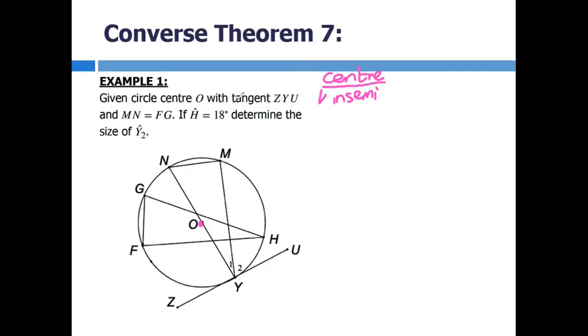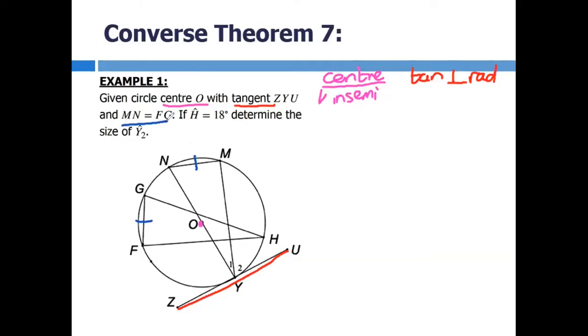The next thing they said, with tangent ZYU. At this point, the only tangent theorem we've got is we know that our tangent is going to be perpendicular to any radius. Okay, so that's in our head now. We know the tangent has to be perpendicular to the radius. So that's what we're getting from the tangent. This is what we're getting from the center. Then what else have they told us? They said that MN is equal to FG.